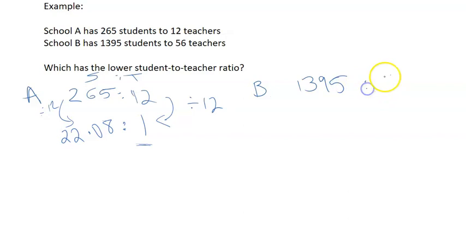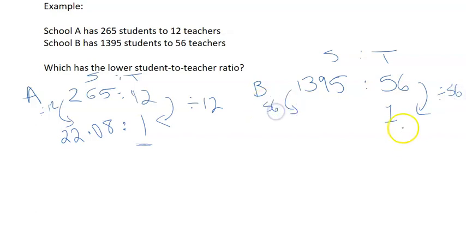Okay, if I do the same for school B, it's 1,395 students to 56 teachers. Again, unitary ratio, I'm going n to 1, so I'm making sure that the teacher side is 1. So in this case, I need to divide by 56 on both sides to be able to get that teacher side to 1, and it'll be 24.91. Okay. So to compare, these are the two ratios here.